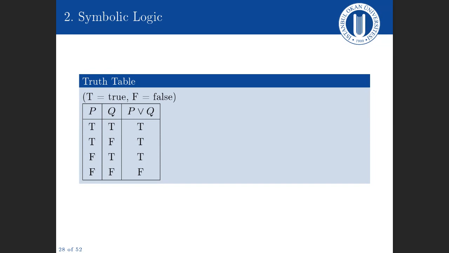And then we can write a column for P or Q. Or means at least one of these is true. So P or Q, is at least one of them true? Yes, so we write true. True or false, at least one of them is true. False or true, at least one of them is true. False or false, neither of them are true, so false or false is false.